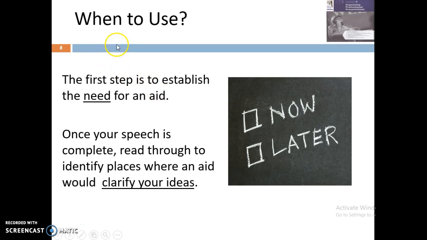But when to use them? The first step is to establish the need for an aid. Do you need it now? When do you need it exactly? Once your speech is completed, read through to identify where an aid would be needed to clarify your ideas. So there's some groundwork to be done.